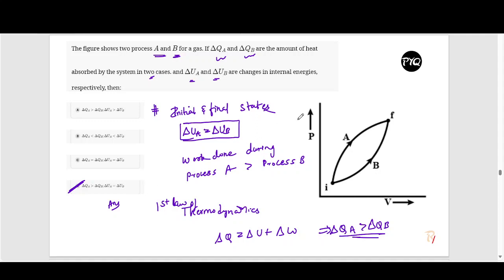Since I have told you earlier, as del Q increases, the work done also increases. Therefore del W also increases, like heat increases. Since del Q increases, del W also increases. Like this we can say.